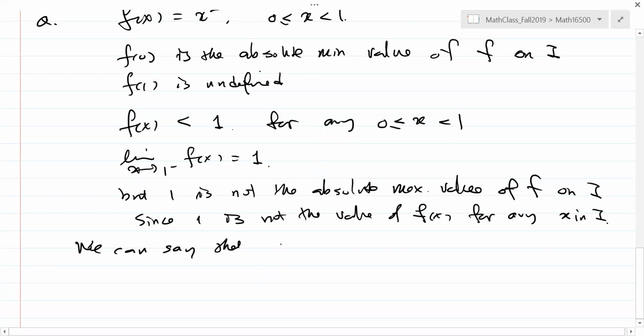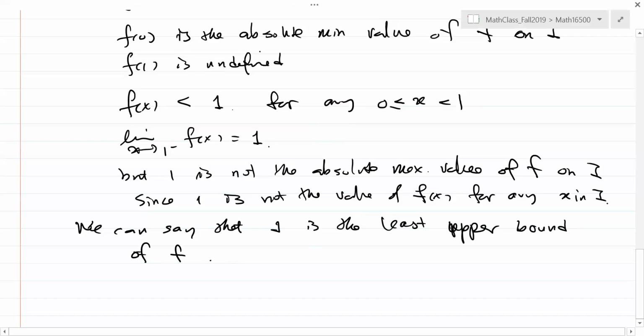1 is the least upper bound of f. Okay, why can you say that? Because any number greater than or equal to 1 is an upper bound of f. And any number smaller than 1 cannot be an upper bound of f, because f is getting close to 1. So that's why 1 is the least upper bound.